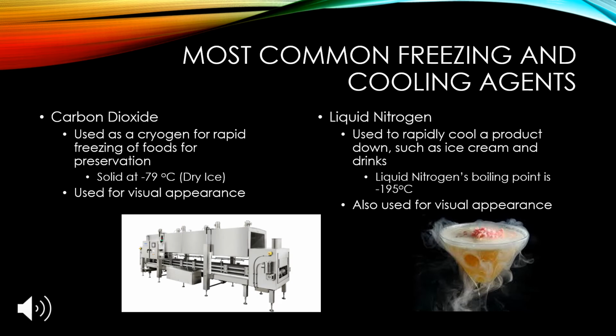These chemicals are extremely cold, usually less than negative 78 degrees Celsius. And on the slide, the machine depicted is a tunnel freezer. During the process of food products which are to be cooled or frozen, liquid carbon dioxide can be sprayed onto these food products in the tunnel freezer.